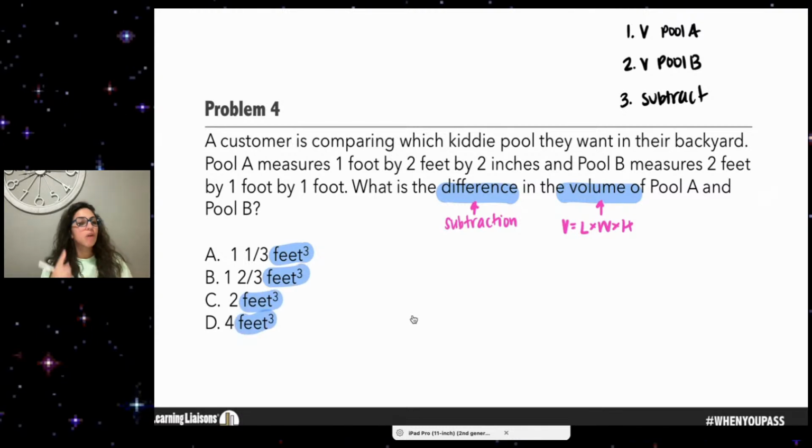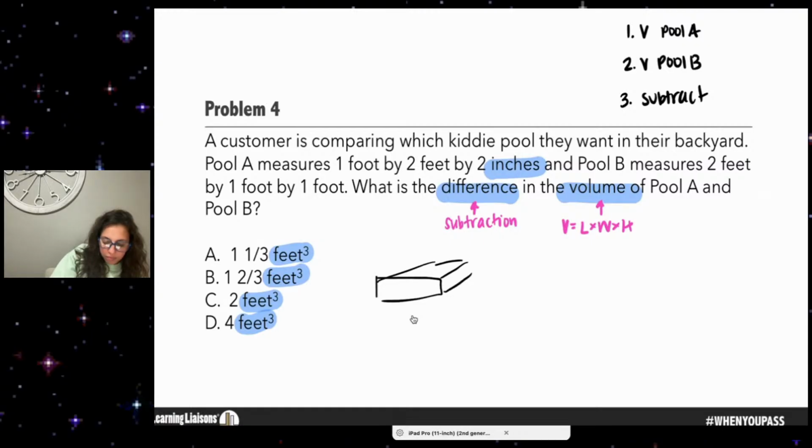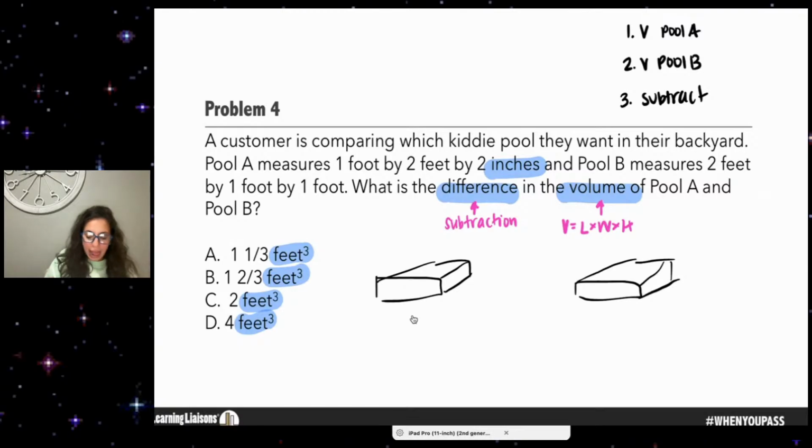However, one thing that I notice is that I have feet, feet, feet, feet. And in my problem, I notice that I have inches. So I'm going to draw out pool A, pool B, and pool A measures 1 foot by 2 feet by 2 inches deep.